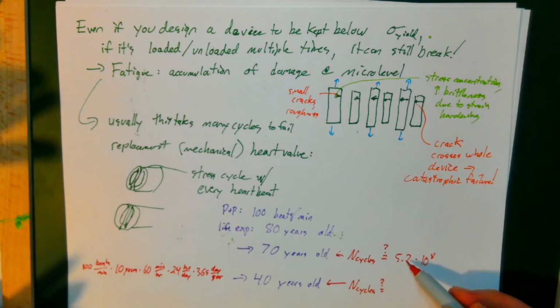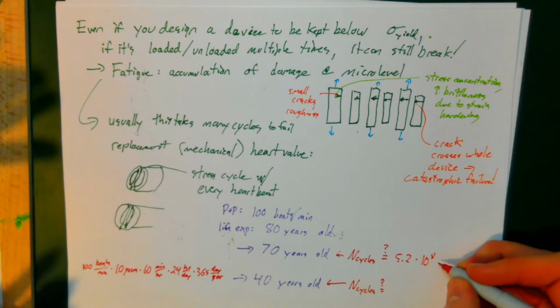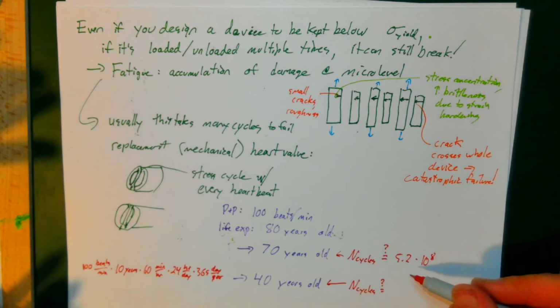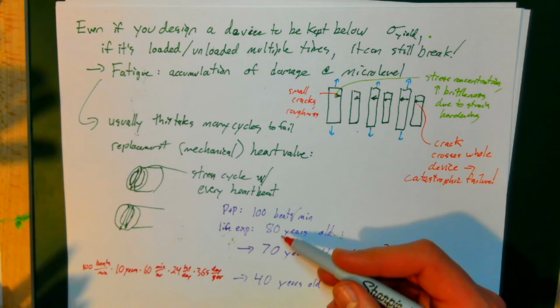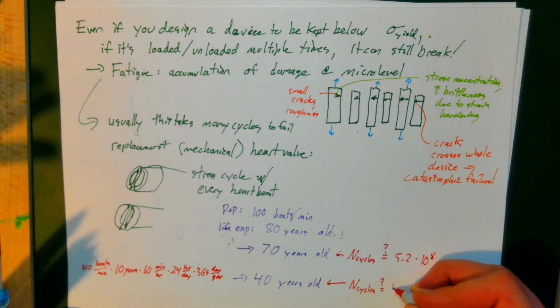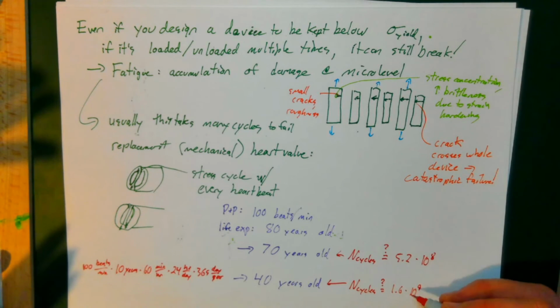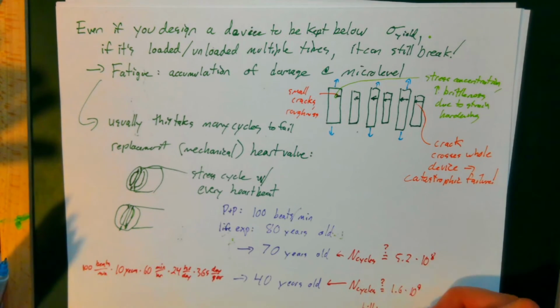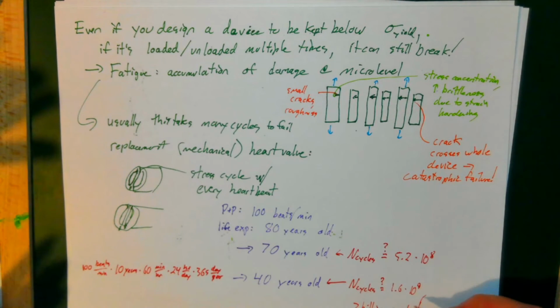This is millions of cycles. 520 million cycles. That's a lot. 520 million of anything is a lot. For the 40-year-old, it needs to last 40 years. Yikes. That's an awful lot. You can double check me on the math, but I think it ends up being something like 1.6 times 10 to the 9th cycles. So it's got to last greater than 1 billion cycles. Holy moly, it's got to last a while.